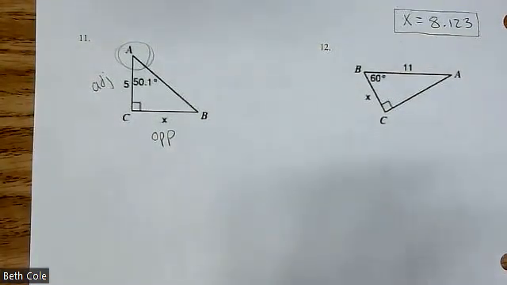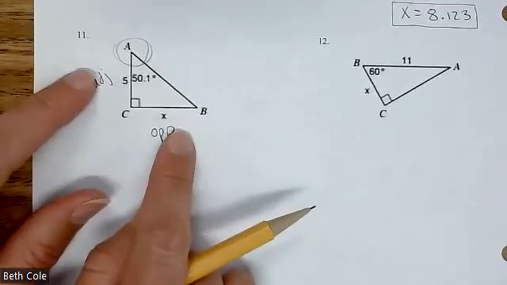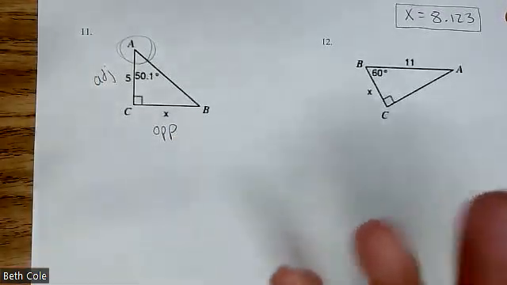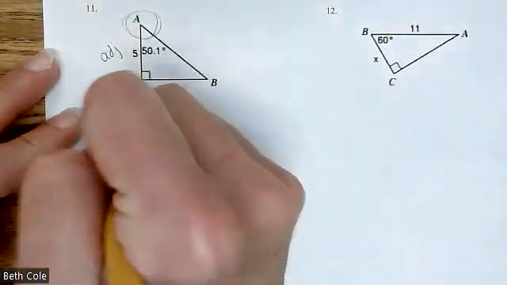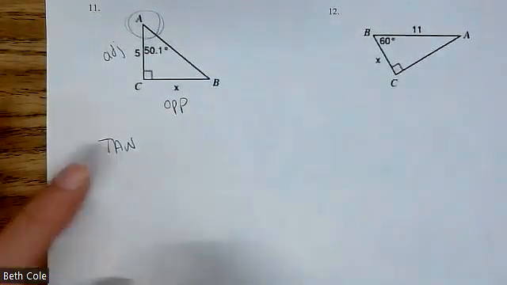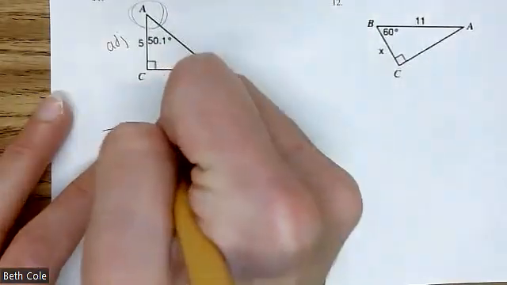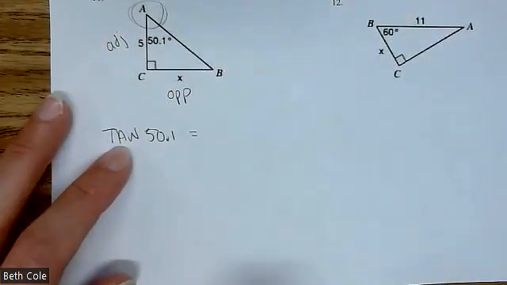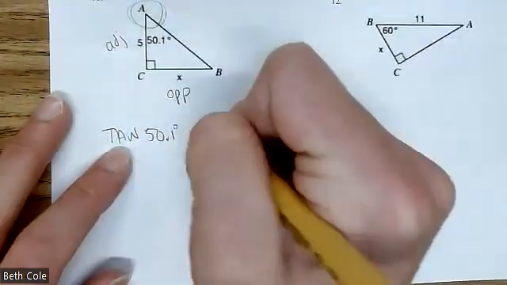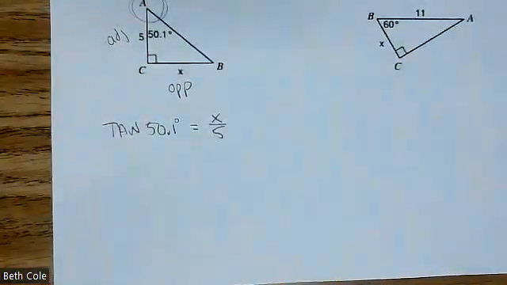And I eventually want you to get to the point where you're not really labeling these. You're kind of just looking at it. But for right now, this is the first time we're going over it. So I'm going to label all of them. So tangent and then what? 50.1 equals x over 5. How would you type that?